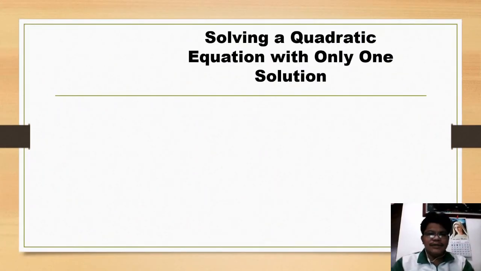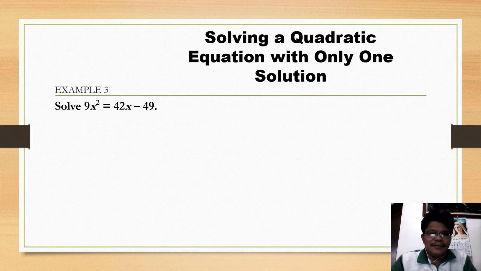So let us now proceed to the next example, example number 3. Now solve 9x squared equals 42x minus 49. Now, mapansin natin, the same as in the last example, this equation is not in standard form. So meaning, ilalagay muna natin ito into standard form and then saka natin kukuhanin ang value ng A, ang value ng B, and then value ng C. So it becomes 9x squared minus 42x plus 49.